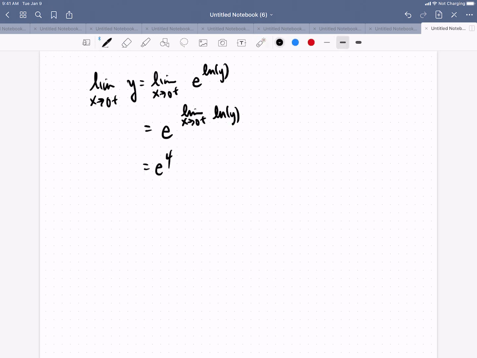And there we go. So this just shows that the limit as x goes to 0 from above of (1 plus sine 4x) to the cotangent of x is e to the 4. There we have it. Okay, see you in class.